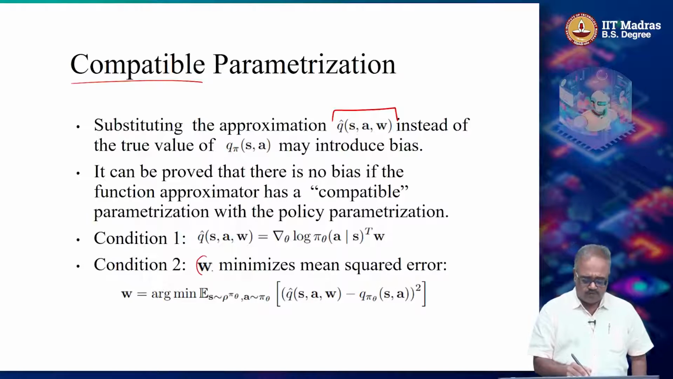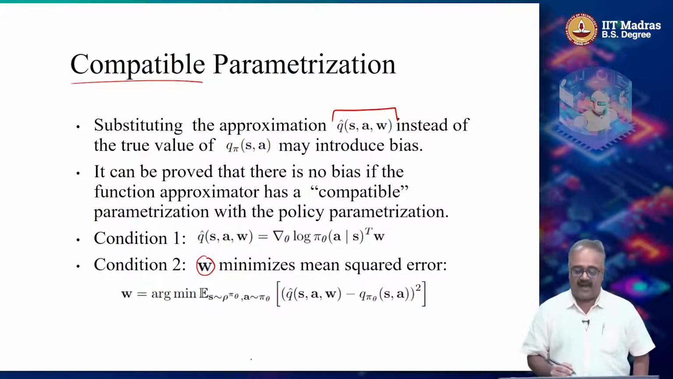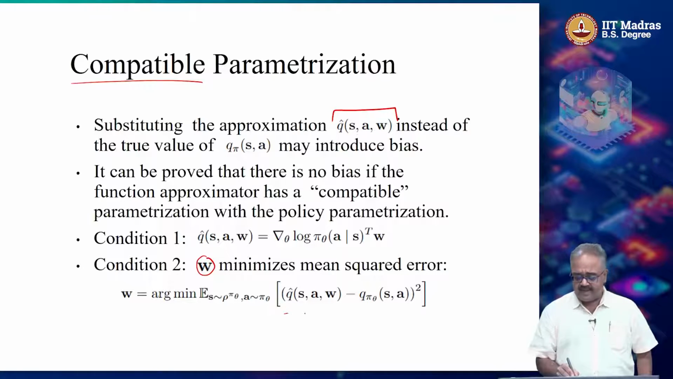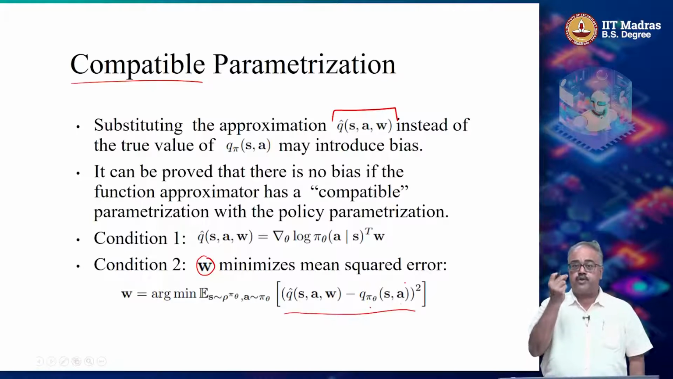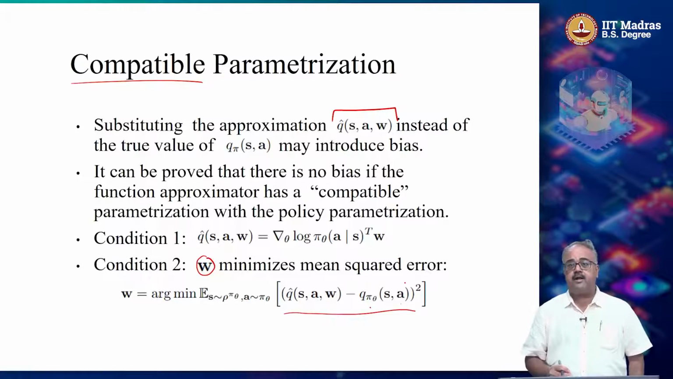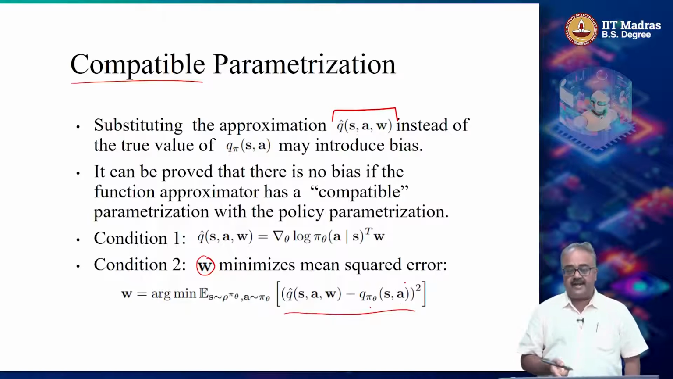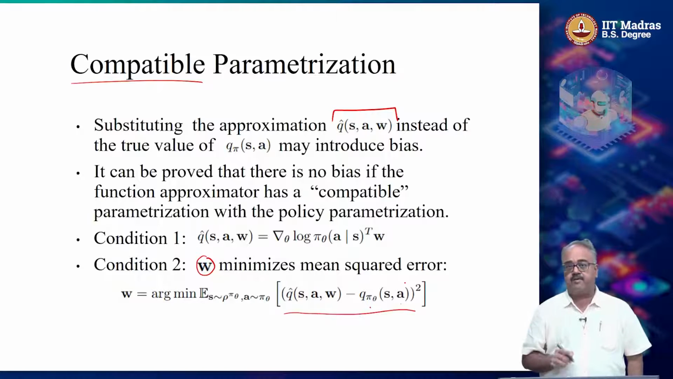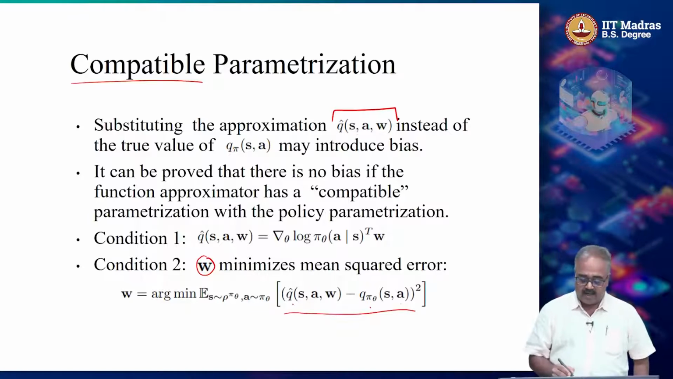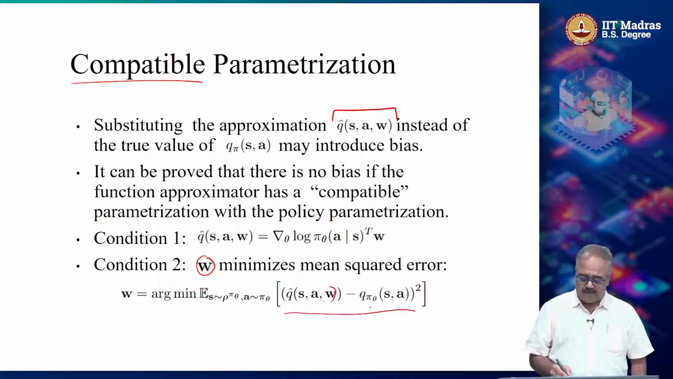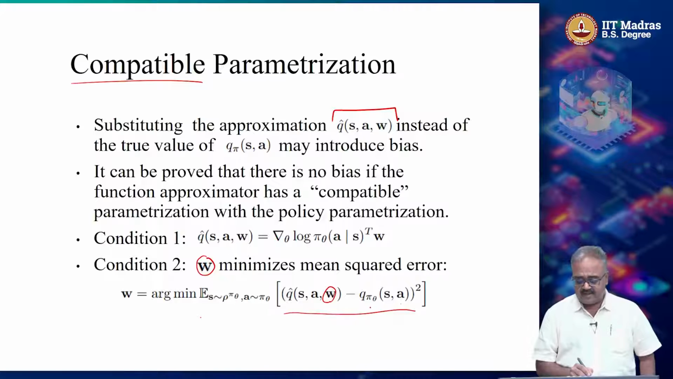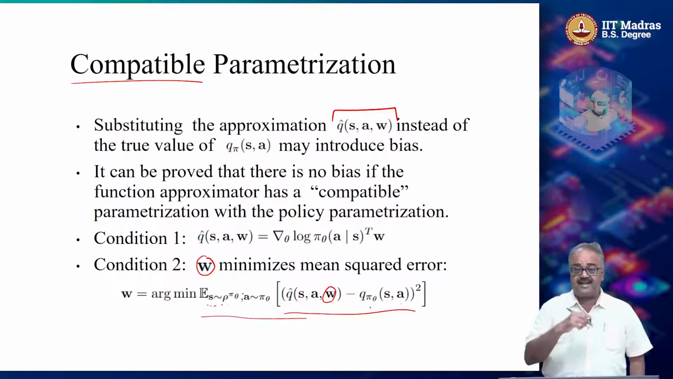You have to choose a W such that it minimizes the following squared error. Q pi theta of S, A is the true Q function that you want to plug into the policy gradient theorem, and Q hat is the approximation that you have. So, W should be chosen in such a way that it minimizes this expression. This is basically an expectation where I am sampling the states according to my steady state distribution.